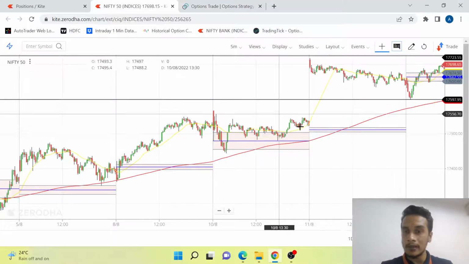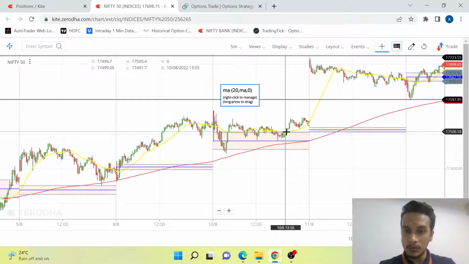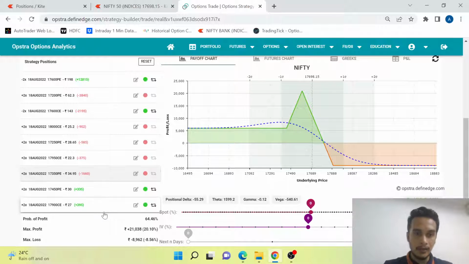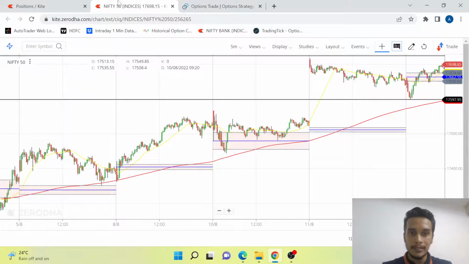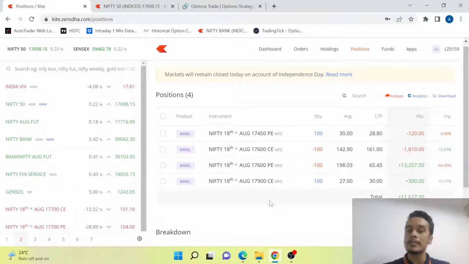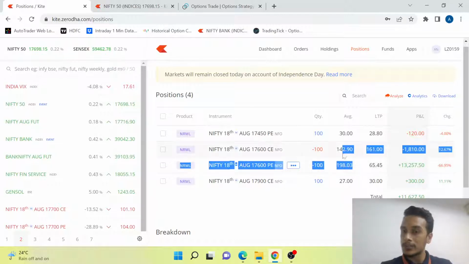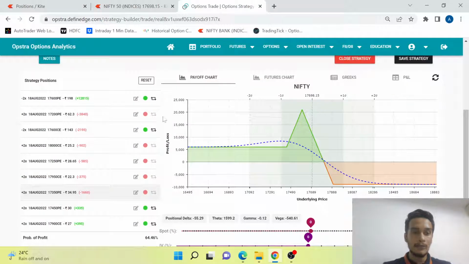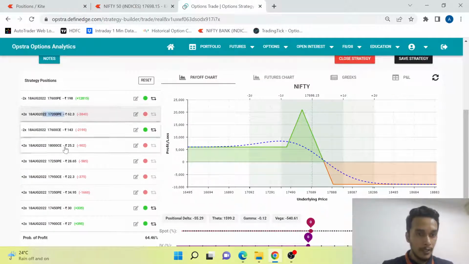Basically, I entered this trade somewhere around here on Wednesday, after I saw that 17,500 is not breaking and there is a good amount of buying pressure over here. So I entered this 17,600 fly with wings at 400 points. I collected around 340-345 points, and I bought hedges around 400 points away: 17,600 and 18,000, and 17,200 on the downside.